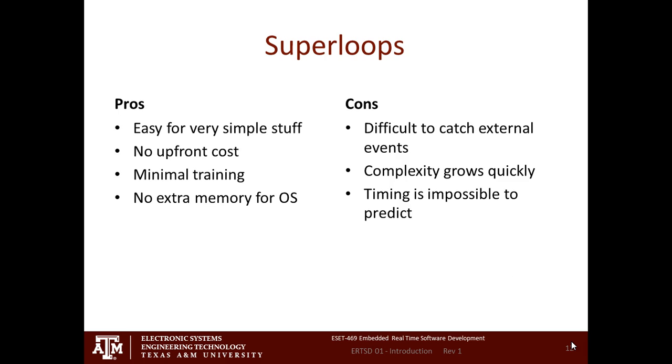So, pros and cons. Superloops are really easy, okay? For very simple stuff, they're really easy. You don't have to buy anybody's compiler. You don't have to pay anybody a license fee. Everybody can do it. You don't have to have a course in it to understand how to do it. No real training. And it's kind of the minimum memory footprint, right?